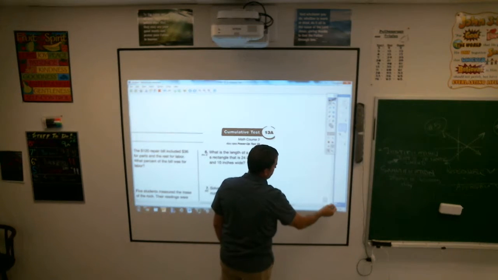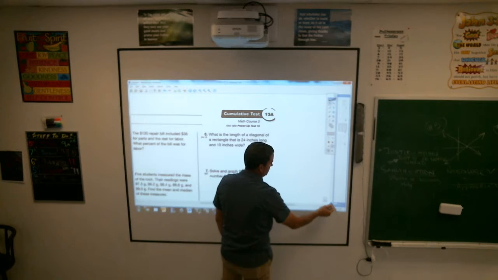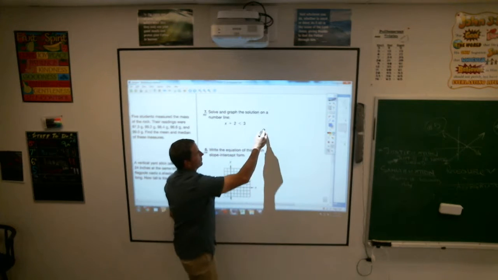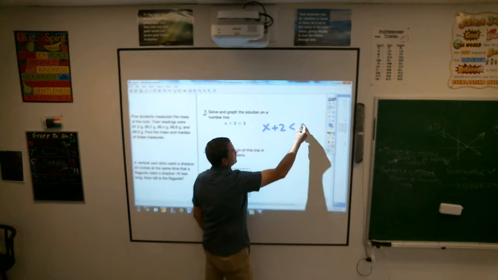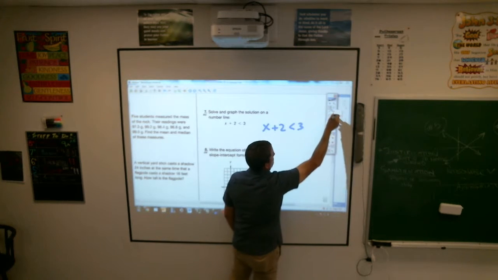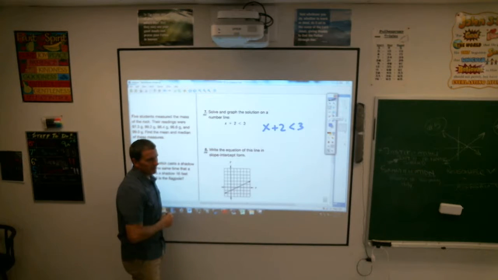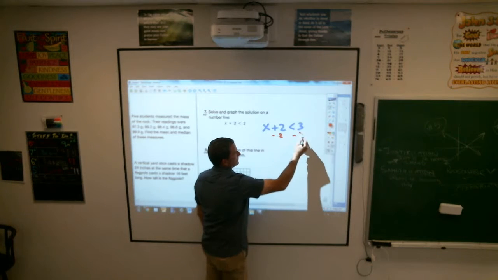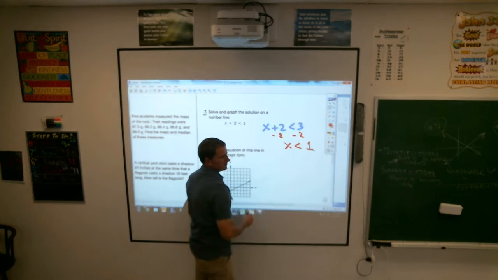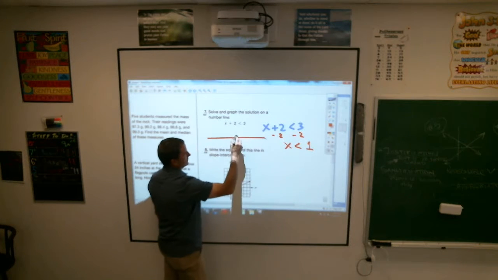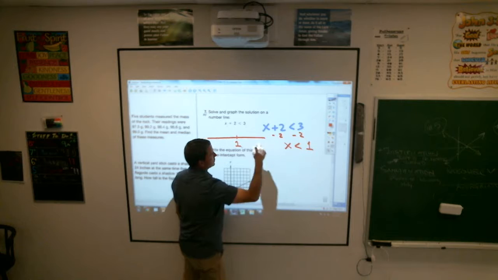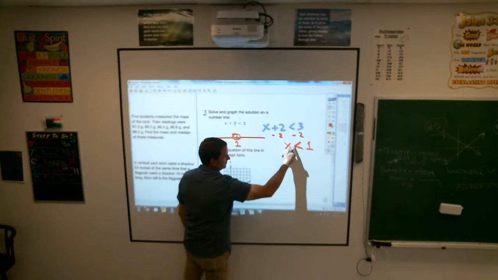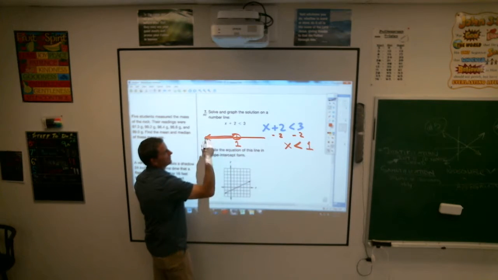Seven, solve and graph. What gave you trouble with this, sir? How do you solve this, ladies and gentlemen? X plus 2 is less than 3. It's just like an equation. If that was an equation and said x plus 2 equals 3, what would you get? And just subtract 2. Subtract 2, x is less than 1. And then when you graph it, at 1, there's no equal sign, so it's an open circle. It doesn't include 1, but it starts at 1. This little arrow, it's everything less than, so it points this way.